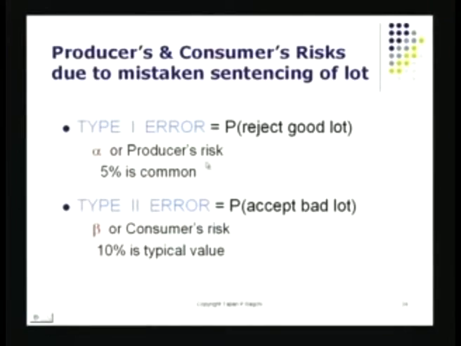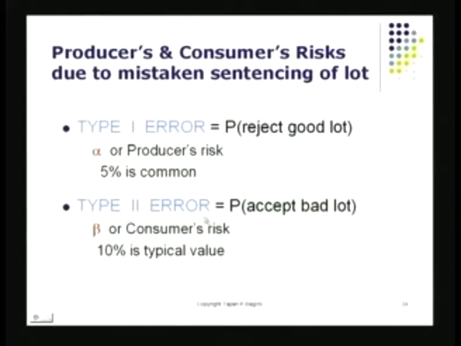So if you look at my screen here, alpha is the producer's risk, which is the chance of committing a type 1 error, which means the probability of rejecting a good lot which has an average quality near AQL. That's the producer's risk. And generally speaking, this is kept around 5% in industry.